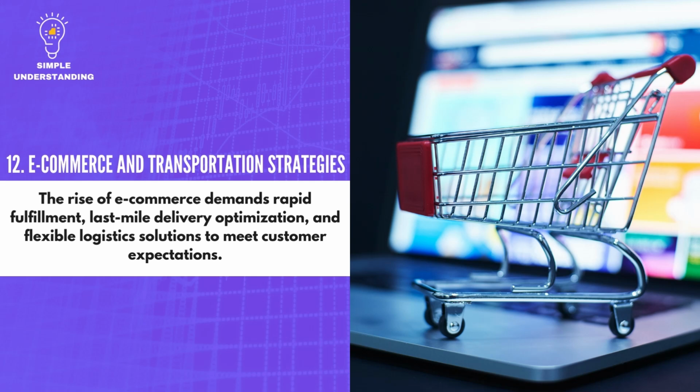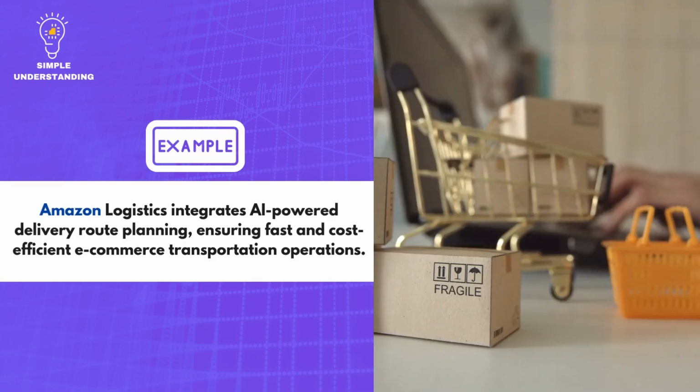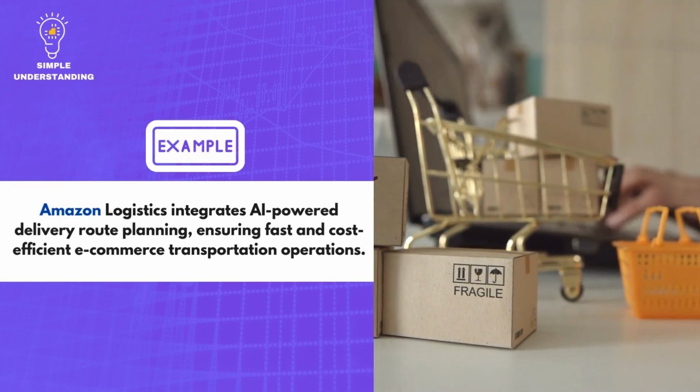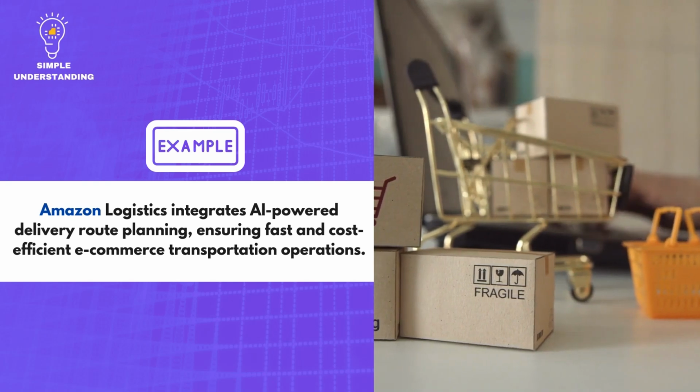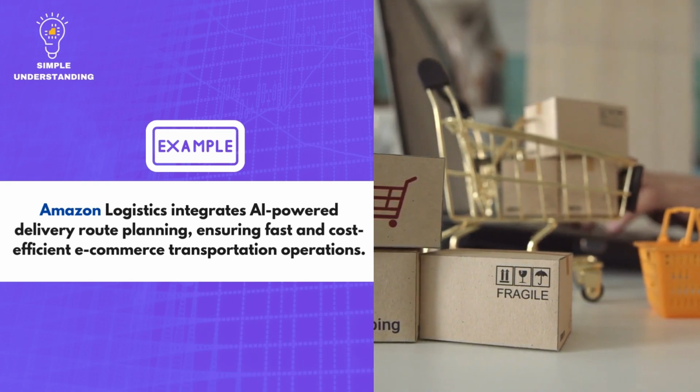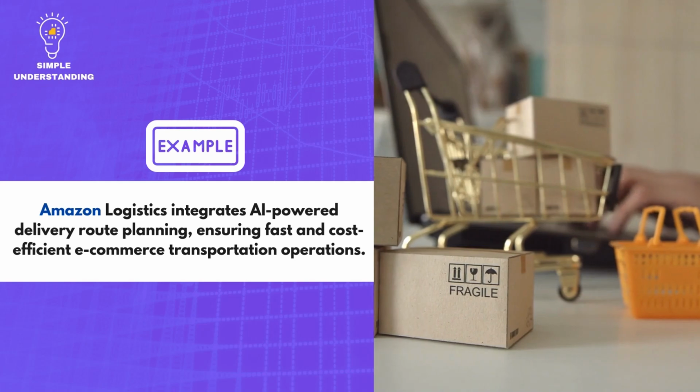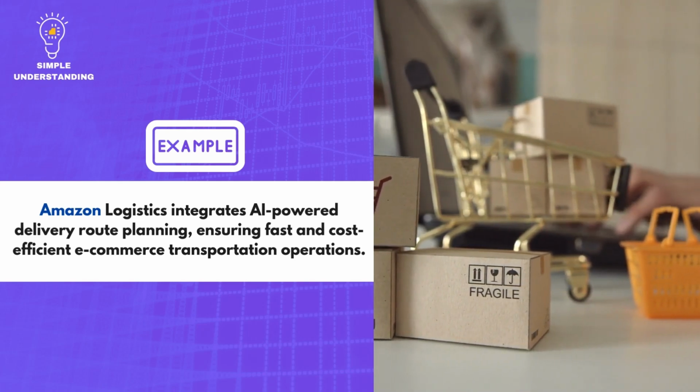12. E-commerce and transportation strategies. Explanation. The rise of e-commerce demands rapid fulfillment, last-mile delivery optimization, and flexible logistics solutions to meet customer expectations. Real company example. Amazon Logistics integrates AI-powered delivery route planning, ensuring fast and cost-efficient e-commerce transportation operations.